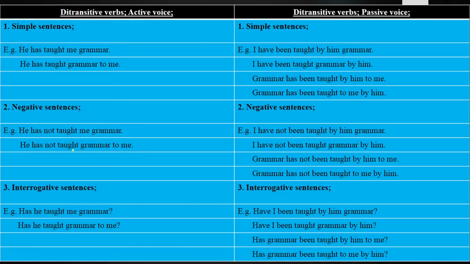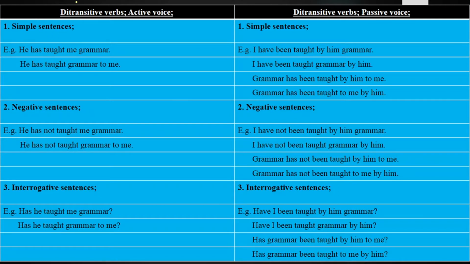Next part we have the perfect tenses from active voice into passive voice. The ditransitive verbs we will be changing into 4 ways. We will discuss today the present perfect tense, past perfect tense, and future perfect tense of ditransitive verbs from active voice into passive voice. So let's begin with the first perfect tense, that is known as the present perfect tense, simple sentences.